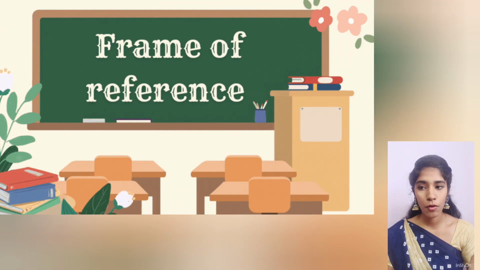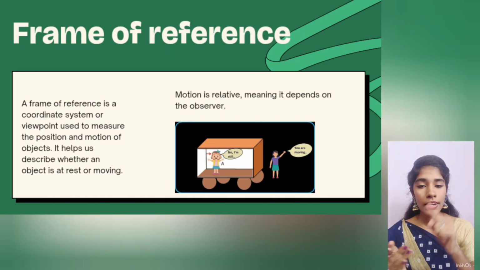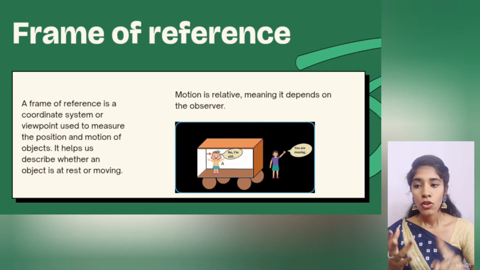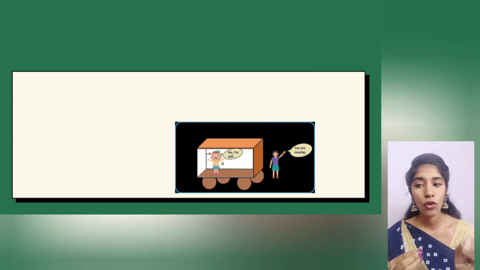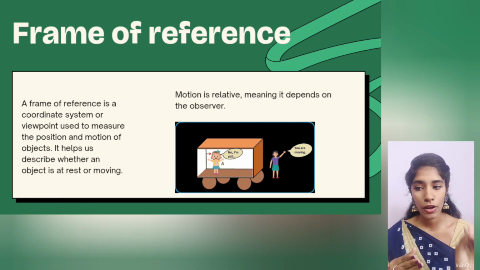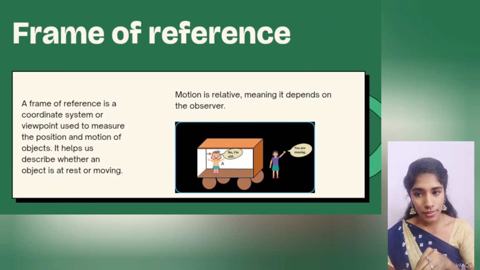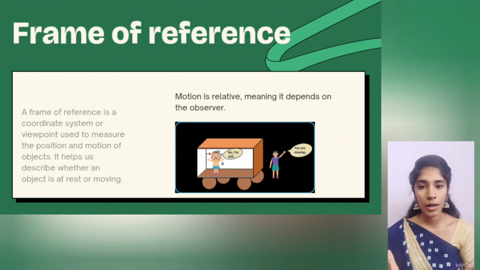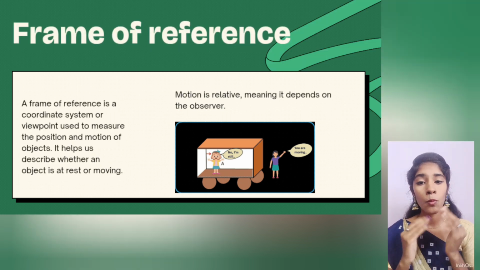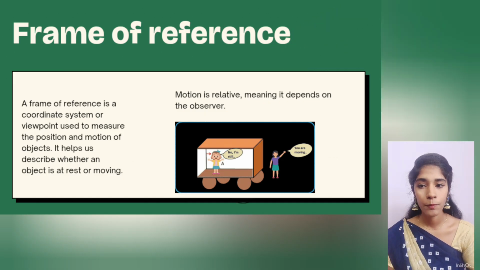Next, what is actually a frame of reference? It's a coordinate system. We'll be considering it as x, y and z. The viewpoint used to measure the position and motion of the object is called the frame of reference. So it helps to describe whether the object is at rest or in motion. Is it moving or is it stable, in rest position? So motion is relative, meaning it depends on the observer.